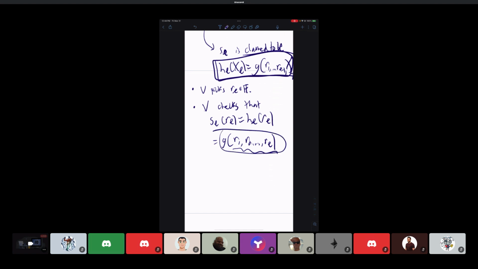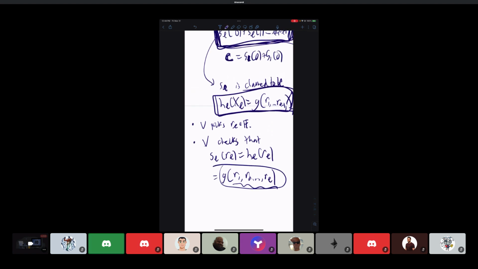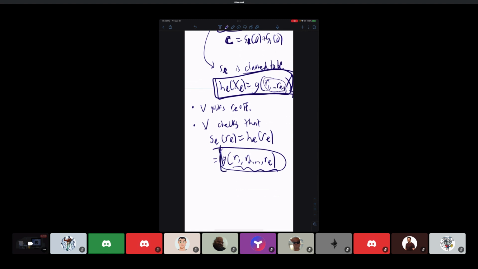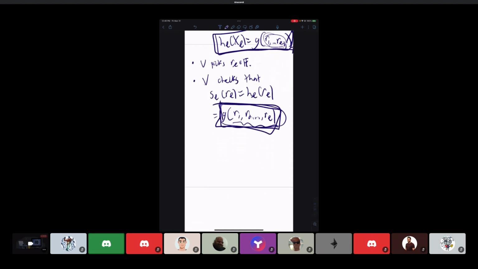Well, here it is. To summarize, in the final round of the sum check protocol, the prover sends a message SL, which is claimed to equal HL. HL is just G with all but its last variable bound already. And the verifier is going to pick a random point RL and confirm probabilistically that SL and HL are the same polynomial by evaluating them both at RL. But HL of RL is just obtained by one evaluation of G, so the verifier is just going to do that evaluation. So that is the sum check protocol.